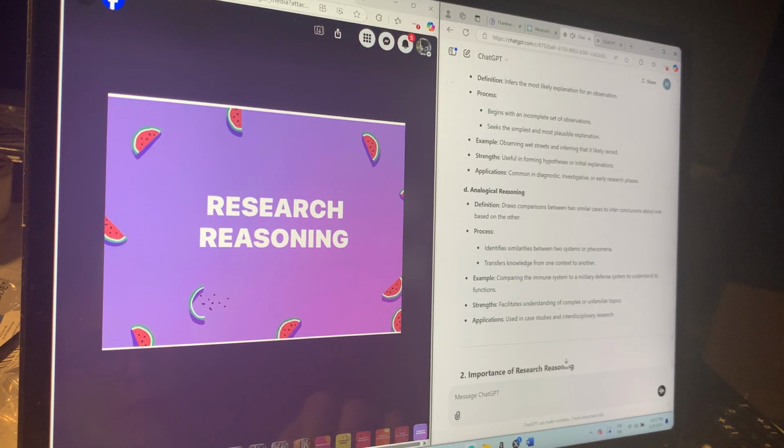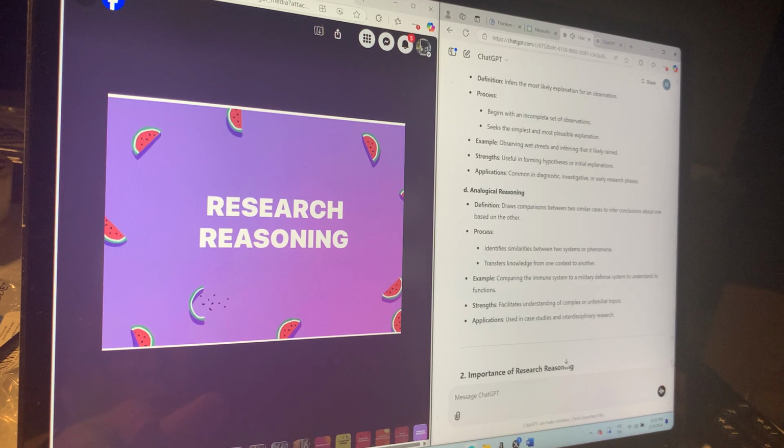3. Characteristics of good research reasoning. 1. Logical consistency. Arguments and conclusions must follow logically from premises. 2. Relevance. Focuses on evidence directly related to the research question. 3. Clarity. Clearly defines concepts, premises, and reasoning processes. 4. Objectivity. Minimizes bias and relies on evidence. 5. Adaptability. Adjusts reasoning based on new evidence or insights.